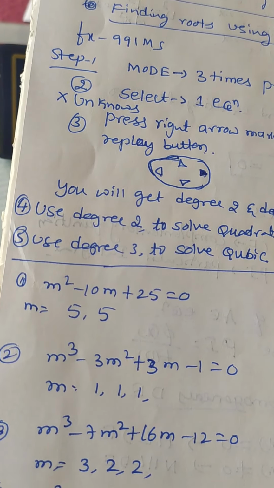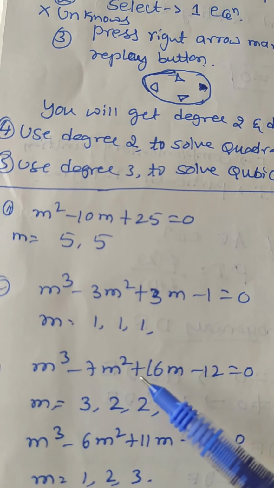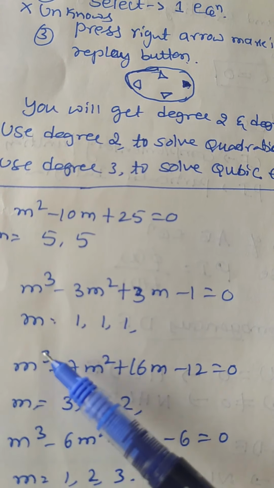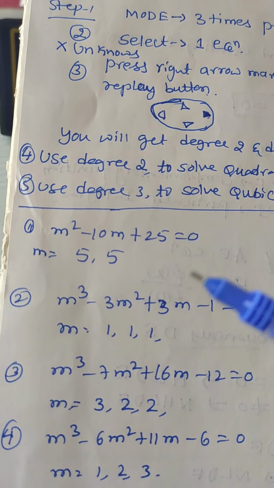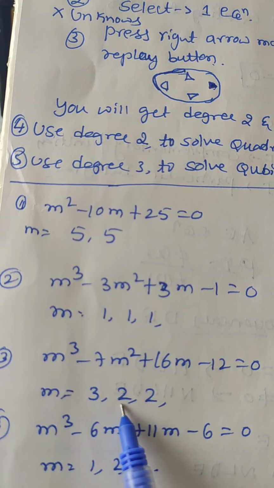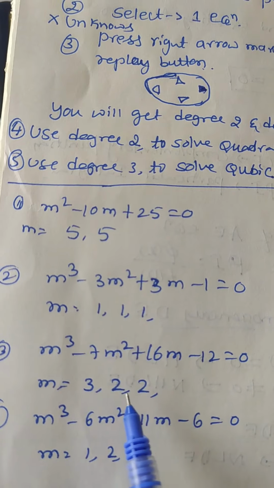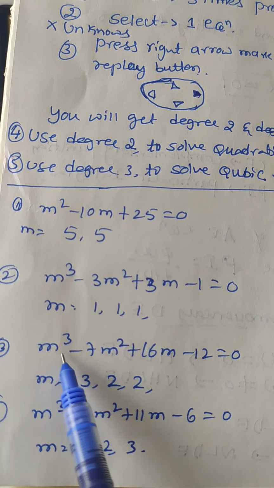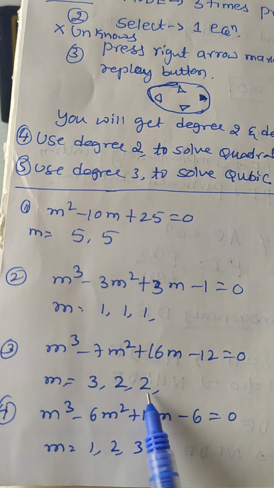Got it? Next, come to the third one. m cube minus 7m square plus 16m minus 12 is equal to 0. What is the degree here? 3. That means we should get 3 roots. Use the calculator. But the calculator shows only 3 and 2, only different roots. That means the second root has to repeat one more time, because we require 3 roots. Okay, that means 3, 2, 2 are the roots.